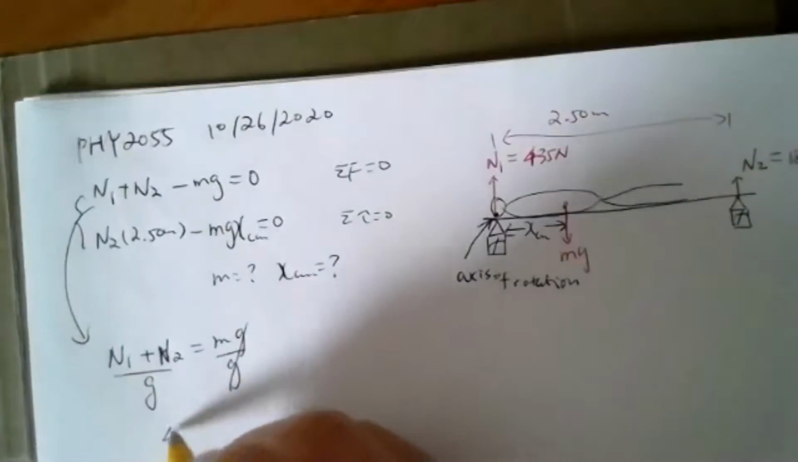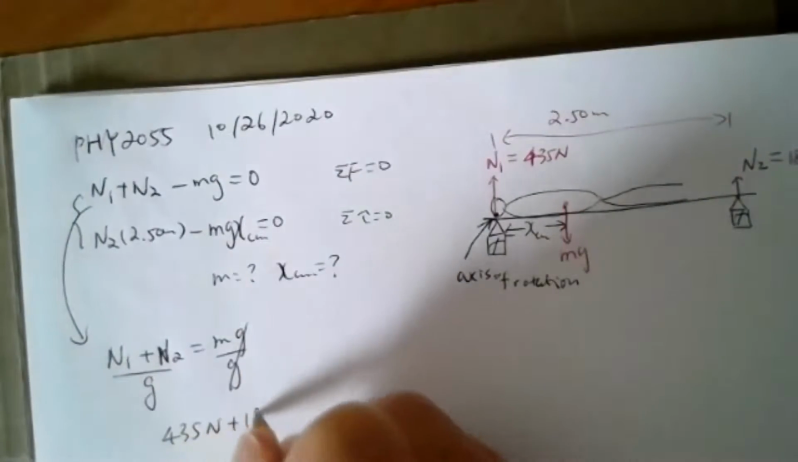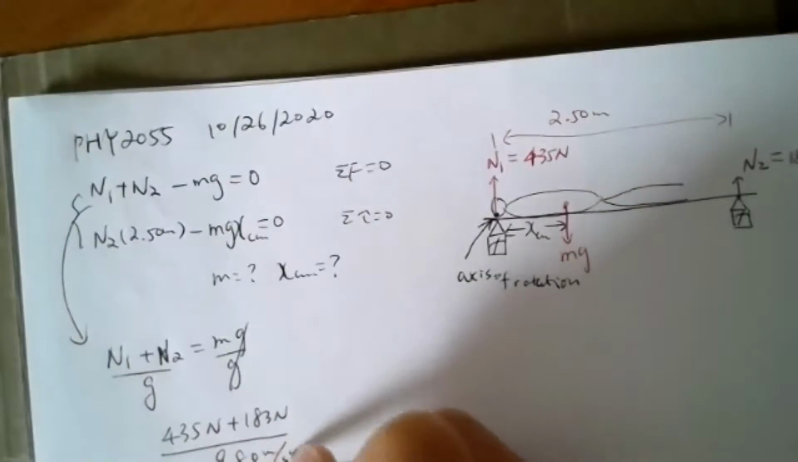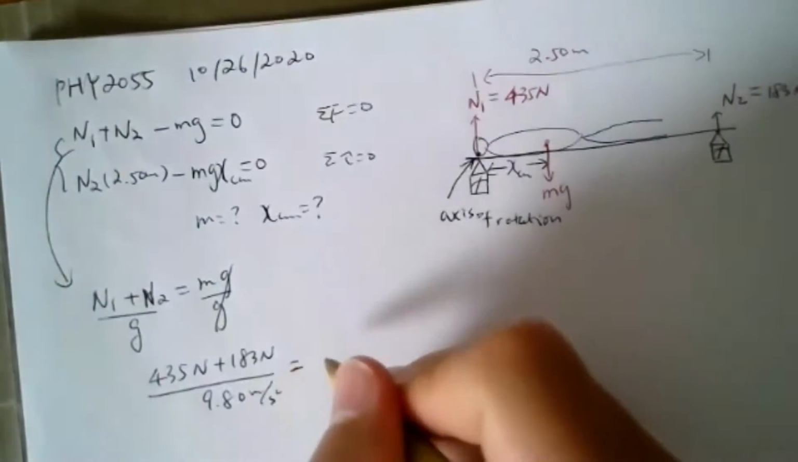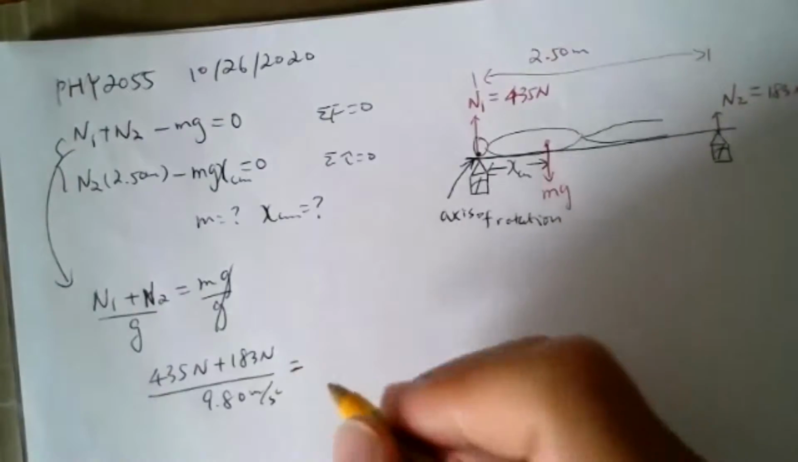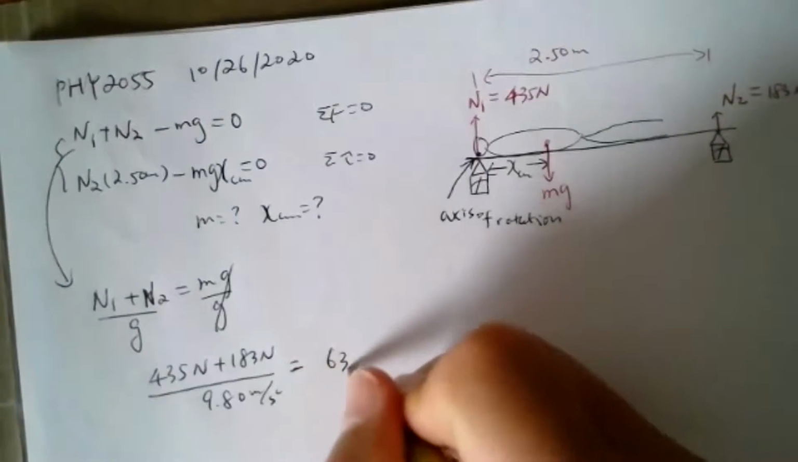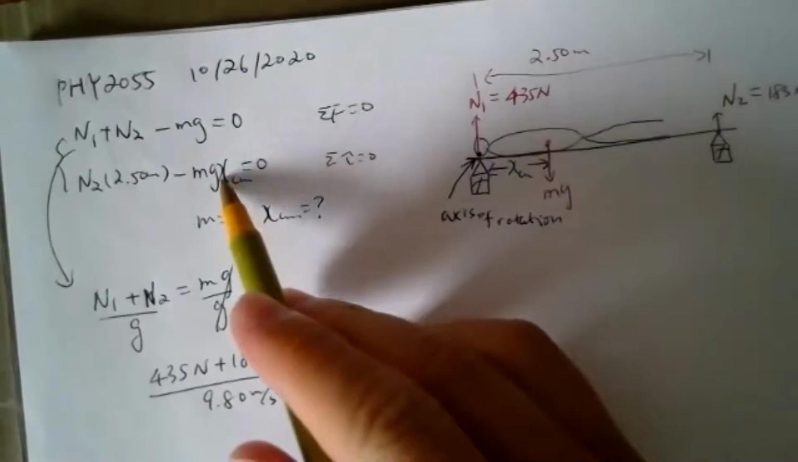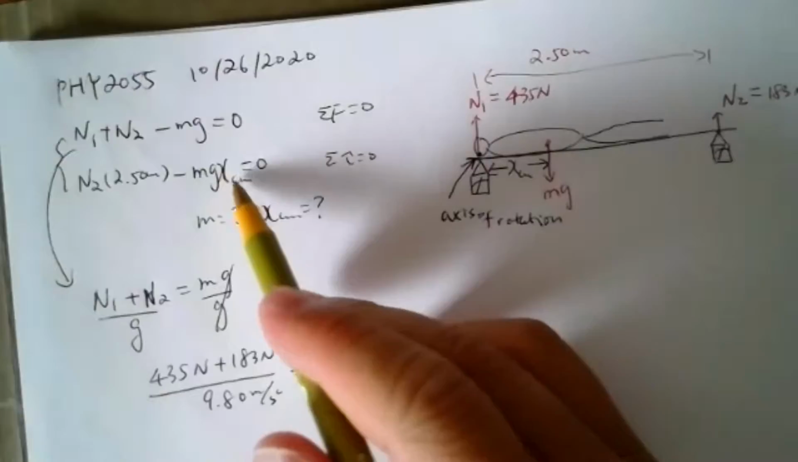So 435 newtons plus 183 newtons divided by 9.8 meters per second squared. That will be your mass. It's 63.1 kilograms for the mass. Okay, now from the second equation, now you can solve for your x center of mass.